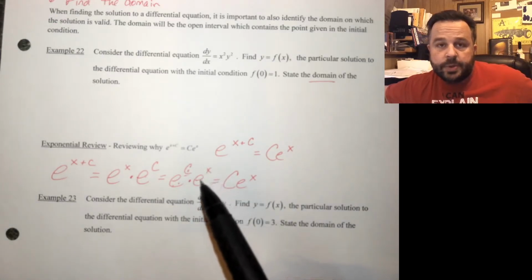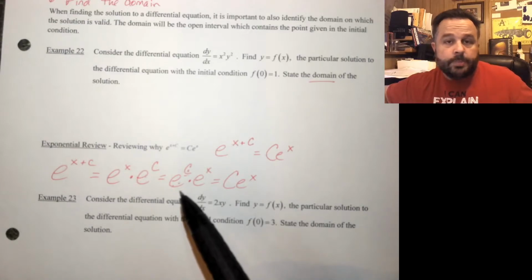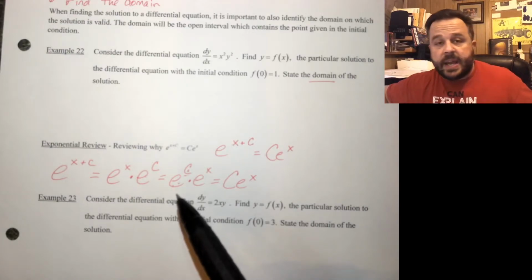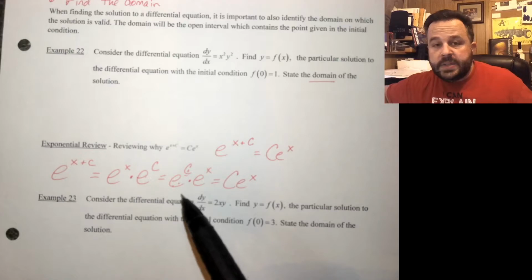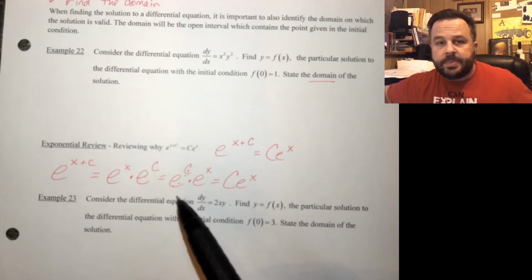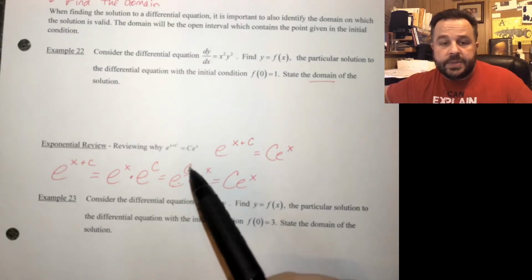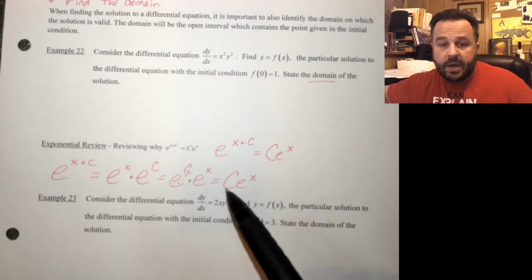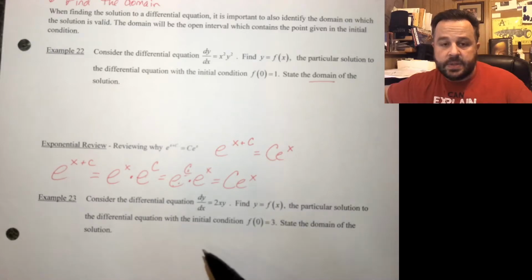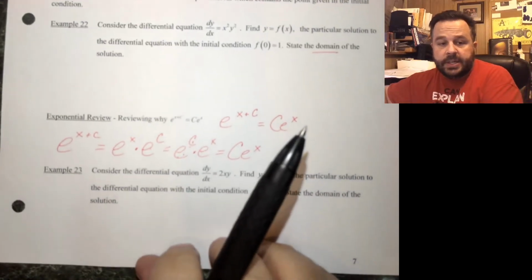Most of the time in algebra, whatever number the variable represents, it represents that number throughout the entire problem. In this case here, though, c represents more the concept of a constant rather than a specific number. So if we're going e to some constant, what we're going to get is a constant times e^x. Okay.